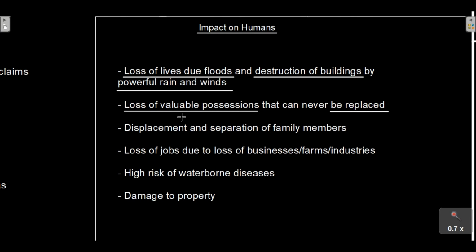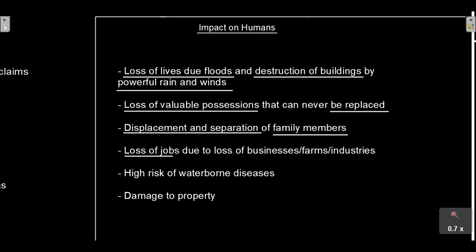And so you can lose that due to flooding, due to this destruction of your home by these aggressive weather conditions, right? So we also see a displacement and separation of family members, because a lot of people get displaced, and some get evacuated, some are taken away by floods. So now you will have family members being displaced from each other, separated from each other. And that's what we see when these tropical cyclones hit.